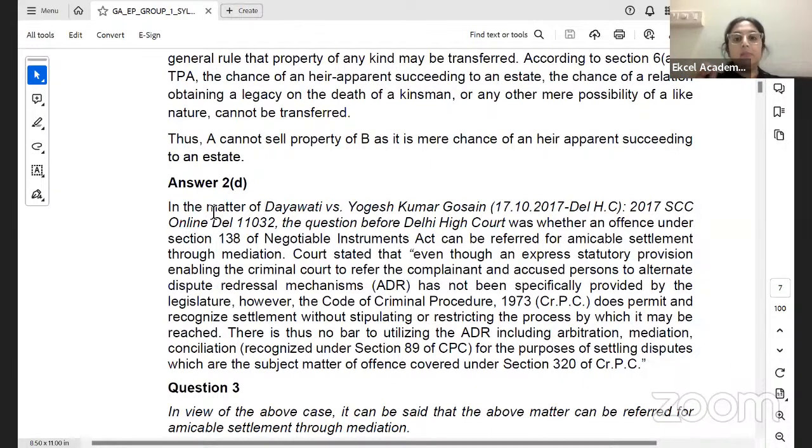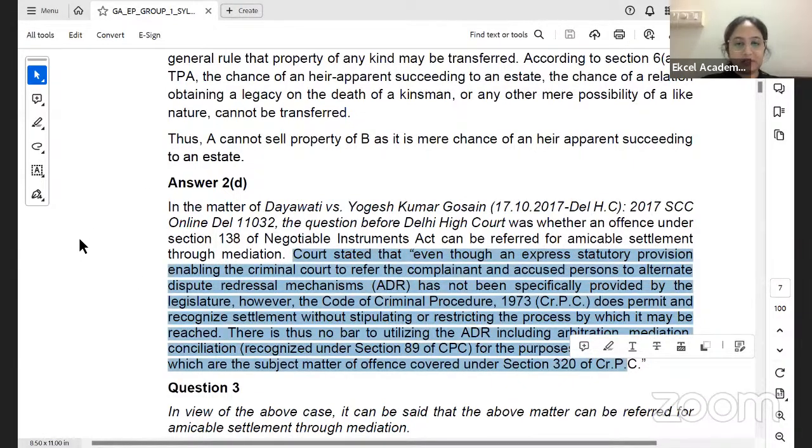But I'm telling you, because there are a lot of chapters, so much syllabus, in case you forget or get confused, don't take a chance by quoting a wrong case law. So in the matter of Dayavati versus Yogesh Kumar Gosain, the question before the Delhi High Court was whether, under Section 138 of the Negotiable Instruments Act, it can be referred for amicable settlement through mediation.